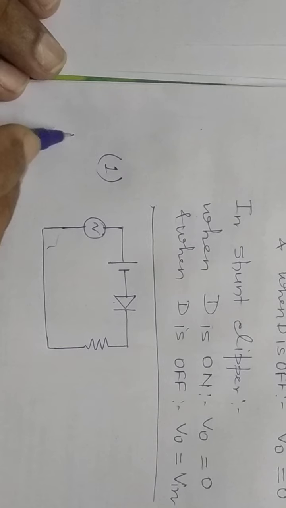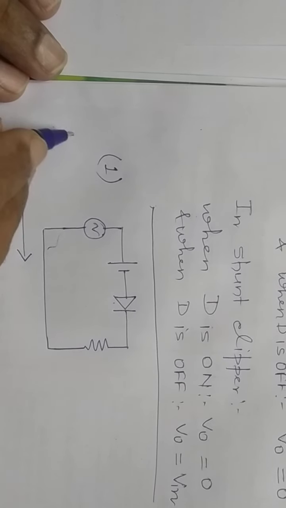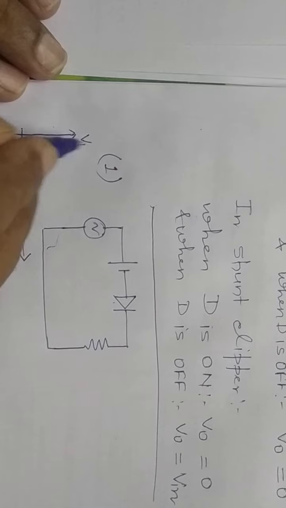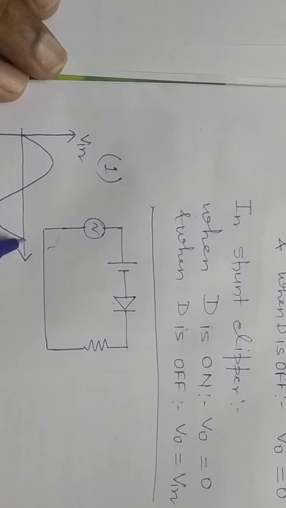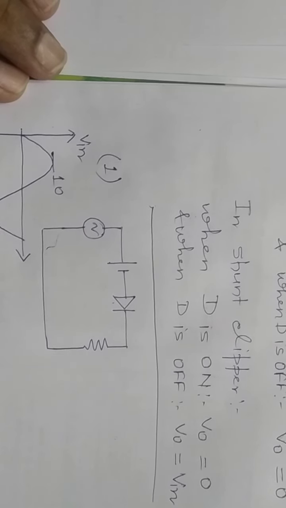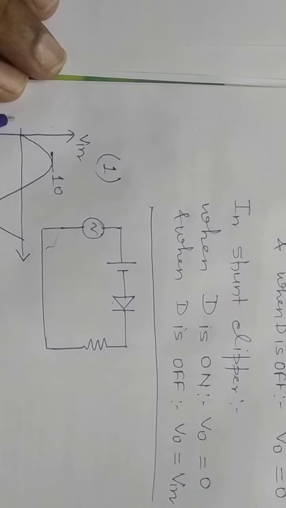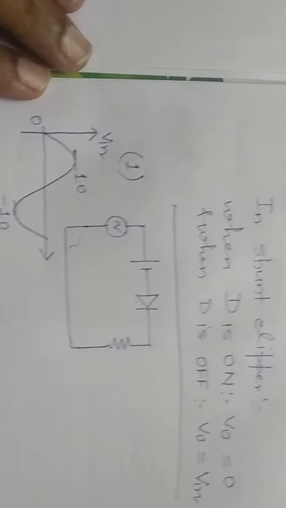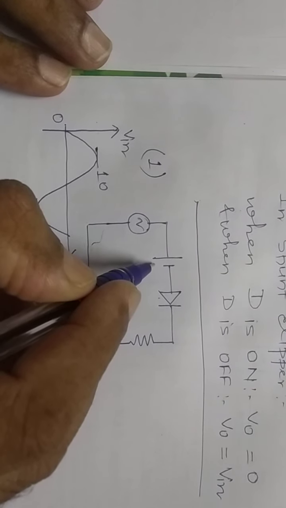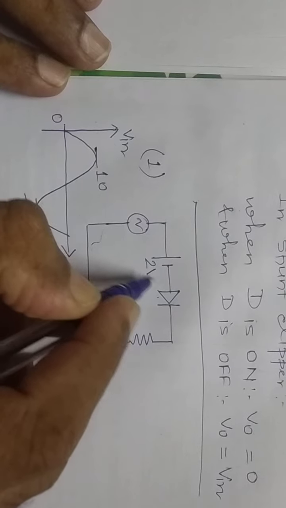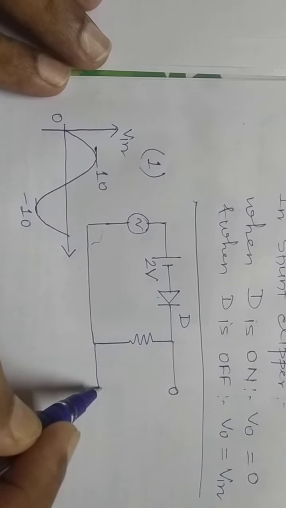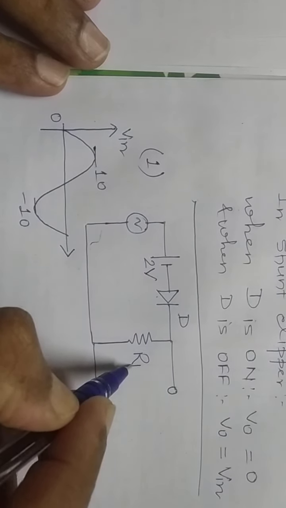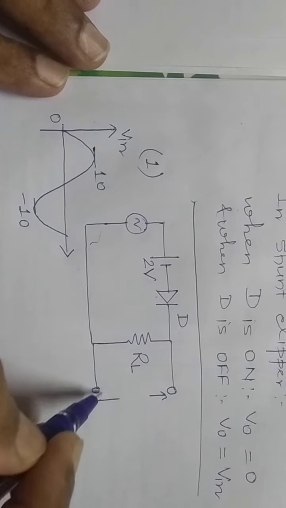So I am taking some numerical value. Let our input voltage be 10 sin theta, that is, it varies from plus 10 to minus 10 volt. When this input voltage is applied at the input of this circuit, let the DC supply value be 2 volt, and diode is considered as ideal. We have to draw the waveform of the voltage across this resistance RL.